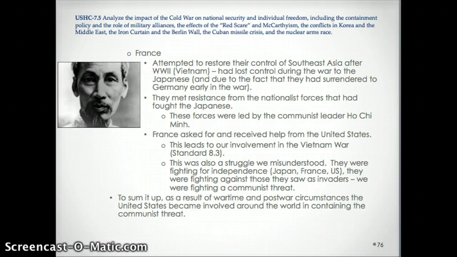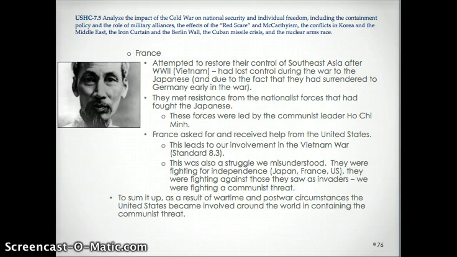So France asked for support from the United States, and that's going to lead to our involvement in the Vietnam War, which we'll discuss in the next standard. There's also a struggle we misunderstand. The Vietnamese are fighting for independence. They'd fight against the Japanese, the French, and later the U.S. for their independence, as they saw it. They were fighting against the other people as invaders. We were fighting against Vietnam because they were a communist threat.